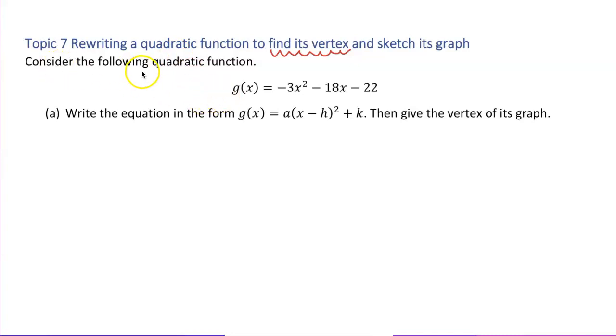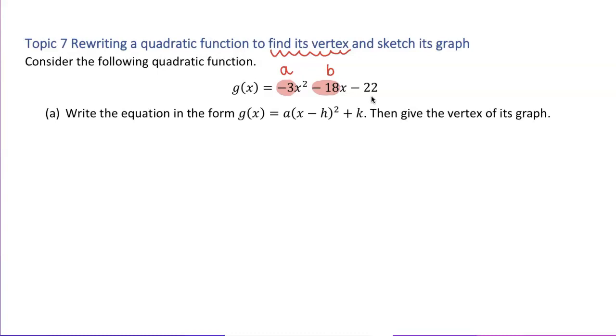Okay, so consider the following quadratic function given here. We have g of x equals negative 3x squared minus 18x minus 22. Now, let's label our a, b, and c. A is the leading coefficient, so a is negative 3. B is the coefficient of the linear term, so b is negative 18. Lastly, c, well, you know what, let me not label it because we will not use c when we find the vertex. So all you really need is a and b.